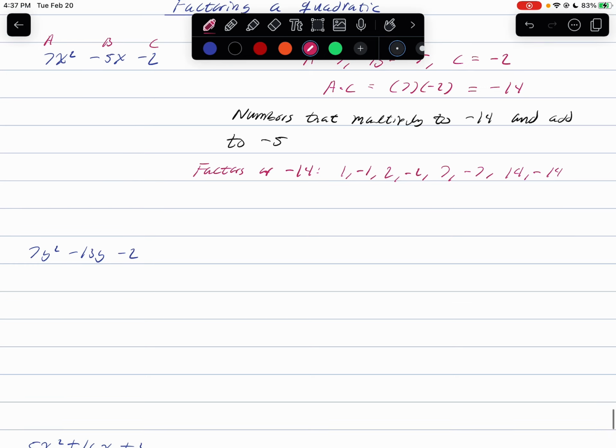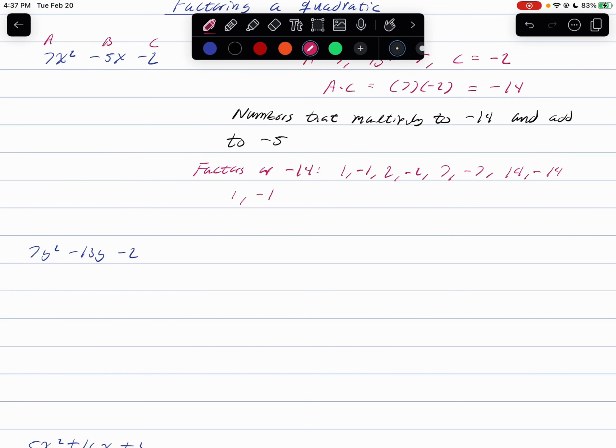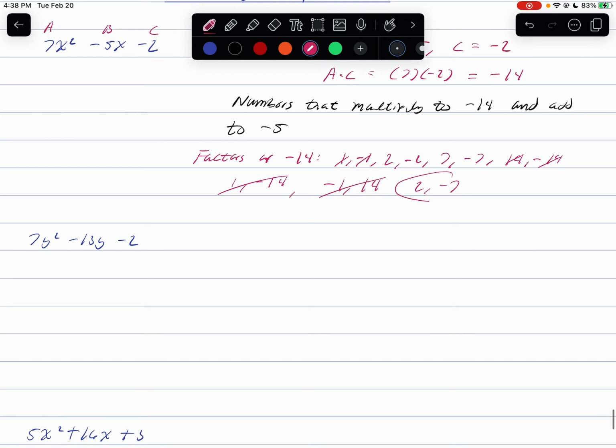So the numbers that will multiply are going to be 1 and negative 14. Those are not going to work. That's not going to add together to give us negative 5. So 1 and negative 14, that's a no-go. We have negative 1 and positive 14. Well, negative 1 plus positive 14 is just positive 13, so that's a no-go. All right, and then we have 2 and negative 7. So 2 plus negative 7 is negative 5. So this is going to be our magic numbers here, so to speak.